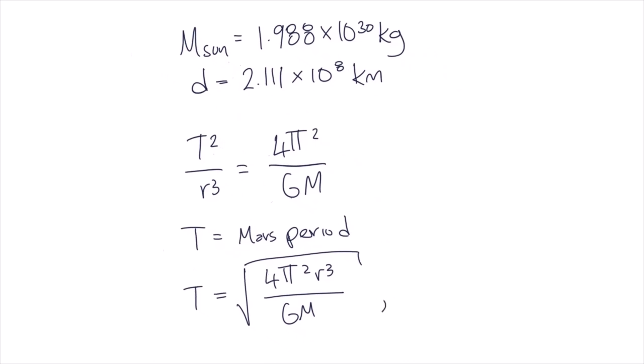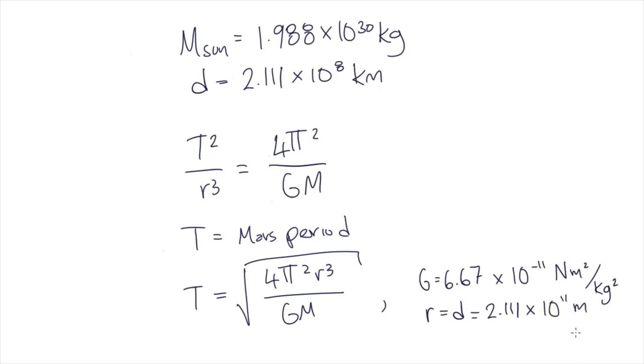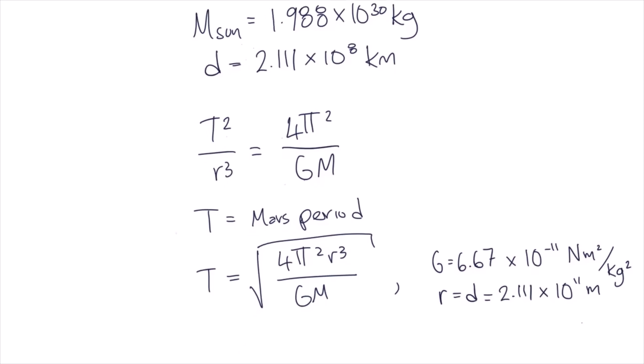We know that big G is equal to the universal constant of gravitation. We know that r is equal to d is equal to 2.111 times 10 to the 8 kilometers, or 2.111 times 10 to the 11 meters. And we know that the mass of the Sun, which is the mass that is being orbited, is 1.988 times 10 to the 30 kilograms. Let's plug in these numbers.